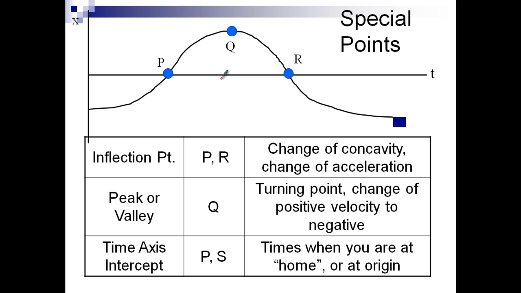Time axis intercepts. That means when your position is 0. That means you're at home. This is your home line. Anytime your graph crosses that line, you're at home. That occurs at P and S.